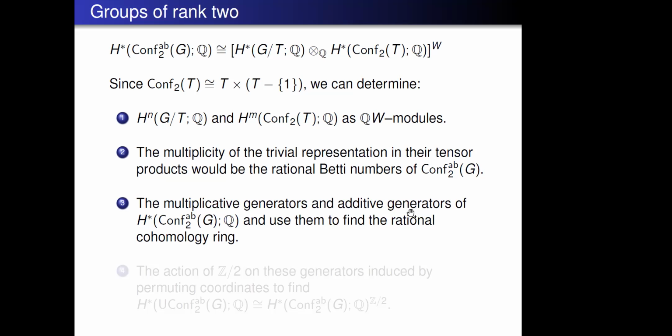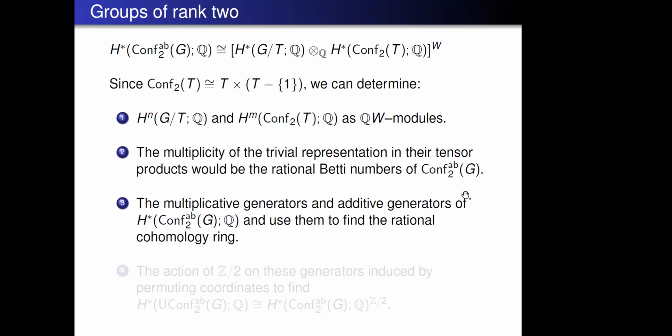It's a bit of a mess because you have a lot of generators and you have to find how they multiply. Many of the products are zero, fortunately. And you can find the rational cohomology ring. Although we didn't do this for all the groups because, as I say, it's a bit of a mess and we only did the ones that were cleaner.